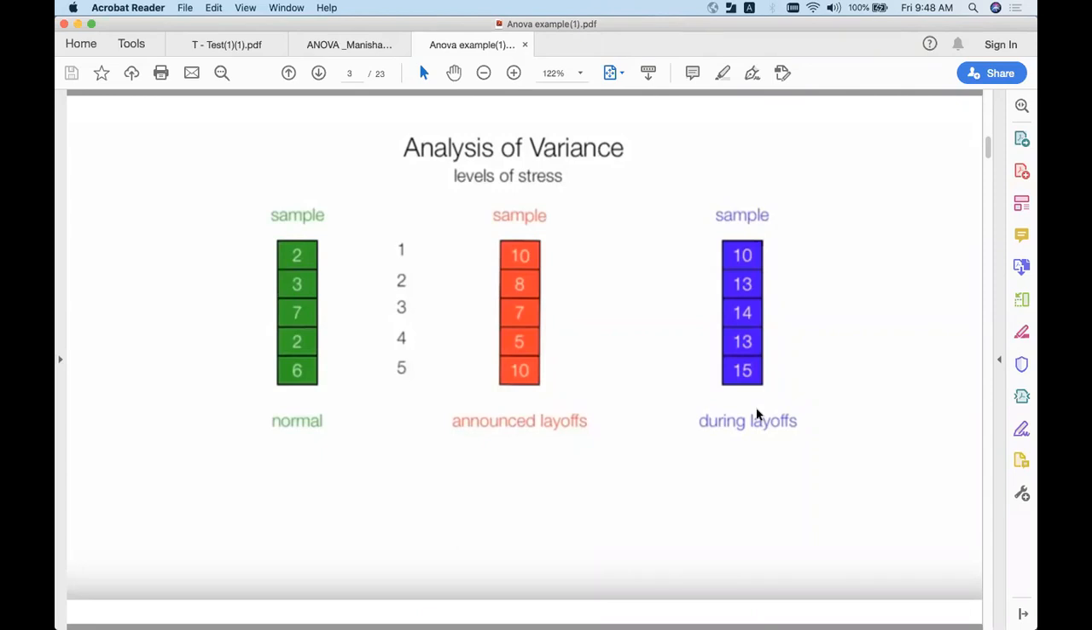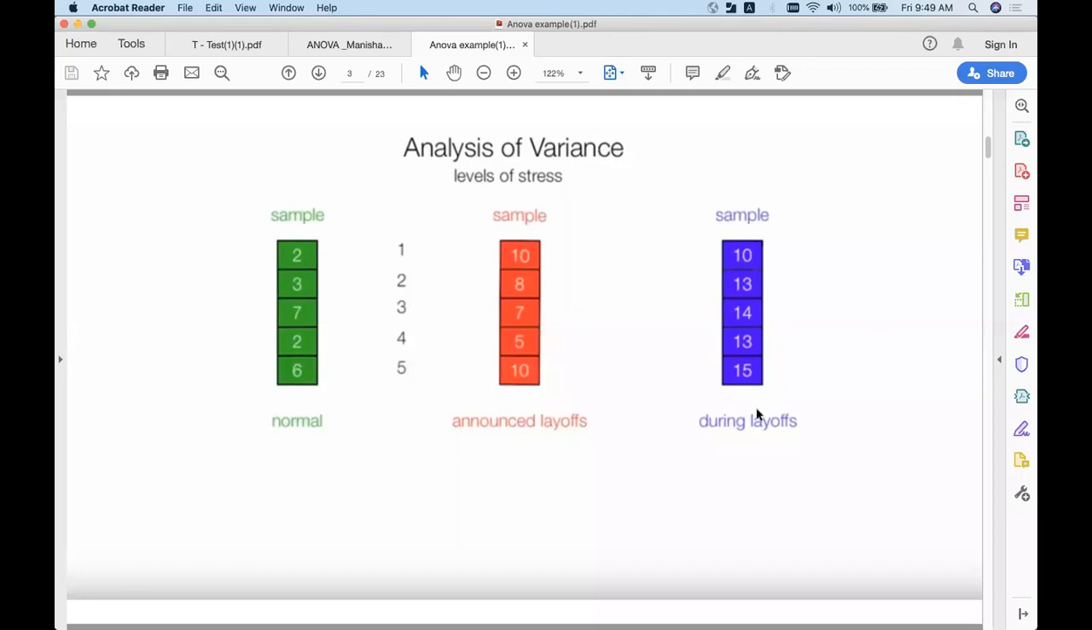The first situation is a normal situation in life. The second situation is the company announces layoffs. The third situation is during the actual layoffs. So these are the 3 situations. Now what am I measuring in these 3 situations? I'm measuring the level of stress. Now what is my sample size here? The sample size is 5 people.